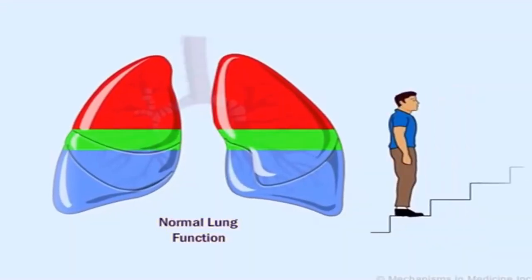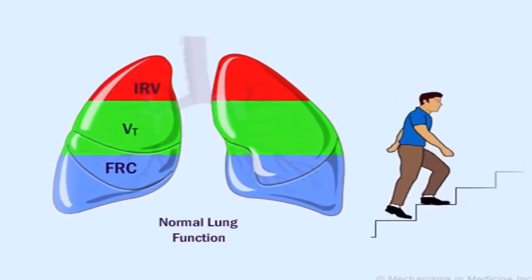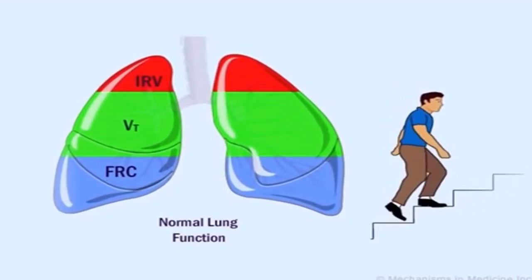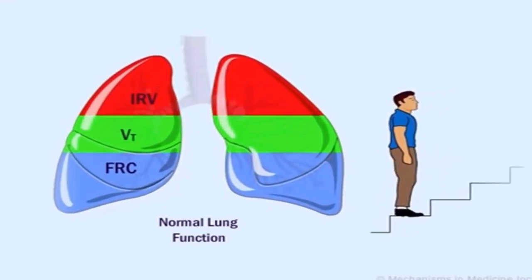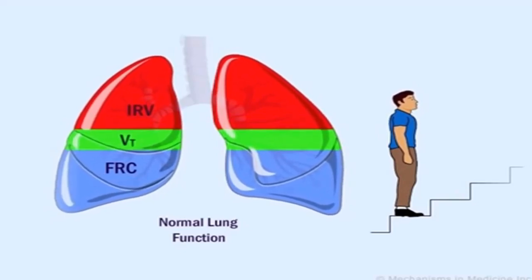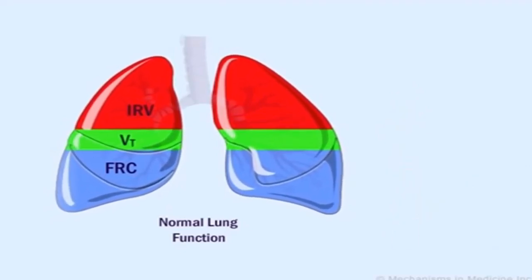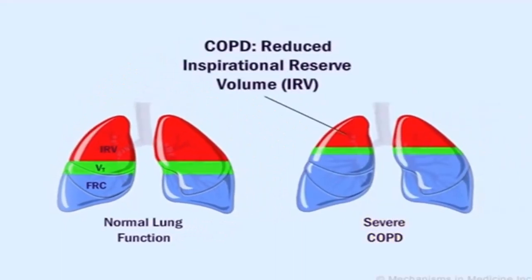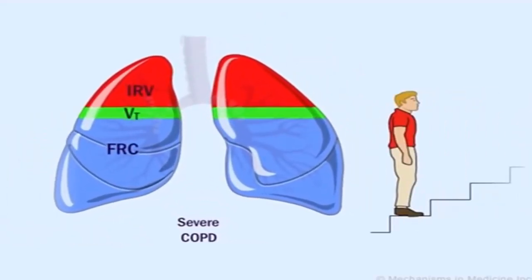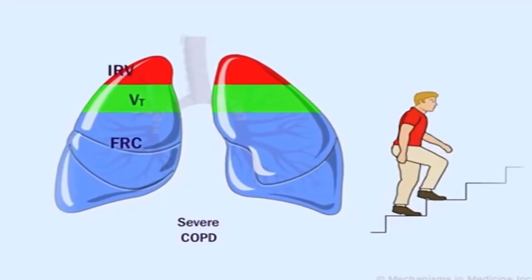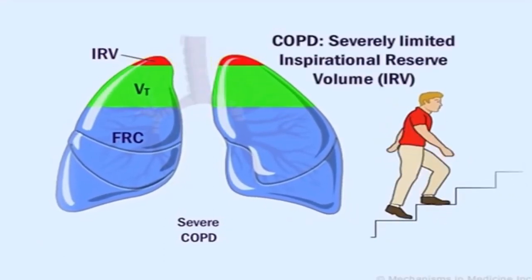In a healthy individual, standing at rest at the foot of a staircase while breathing normally, lung volume is well balanced in terms of IRV, inspiratory reserve volume, VT, tidal volume, and FRC, functional residual capacity. In the severe COPD patient, lung function is extremely imbalanced, with only a tiny capacity for IRV. A patient with severe COPD has a very difficult time managing everyday tasks, such as stair climbing.